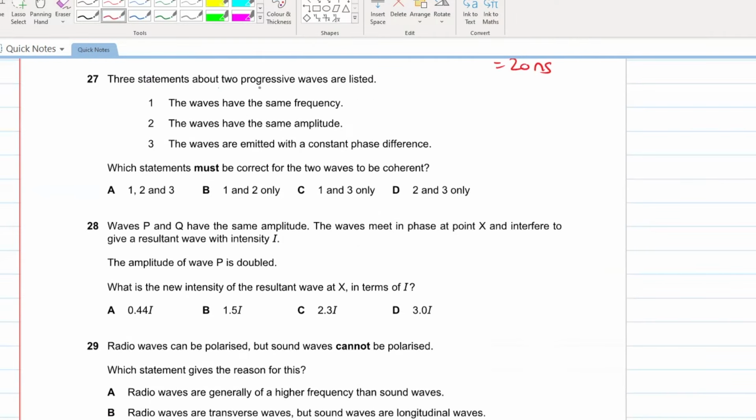Three statements about two progressive waves are listed. The waves have the same frequency, the waves have the same amplitude, the waves are emitted with a constant phase difference. Which statements must be true for the two waves to be coherent? Yes, which two statements should be true for the two waves to be coherent? One is that they must have a constant phase difference. Three is a must statement. They must have a constant phase difference. Secondly, they must have the same frequency. That is the answer.